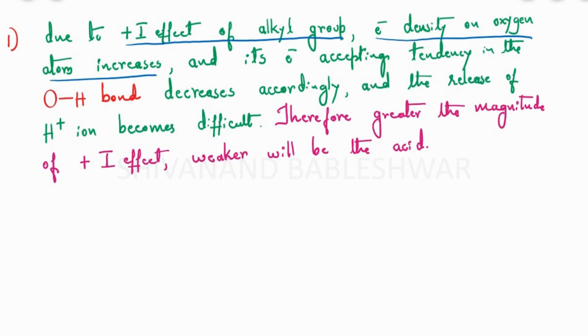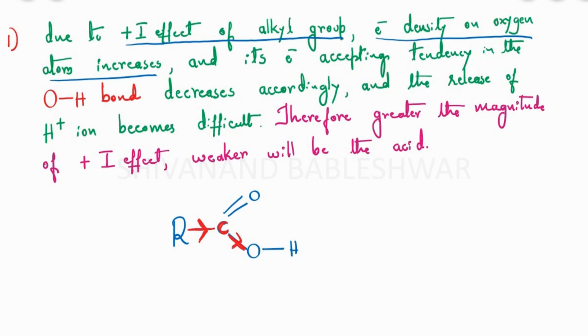I'll be writing here a simple representation. R, then followed by C, then followed by double bond O, then followed by single bond and OH. If R is an electron donating group, then what does it have to do? It is going to give electrons. So I have written an arrow mark here. You can see that it is going to give the electron. These electrons are taken by carbon, and in turn, these electrons are given to this oxygen atom.